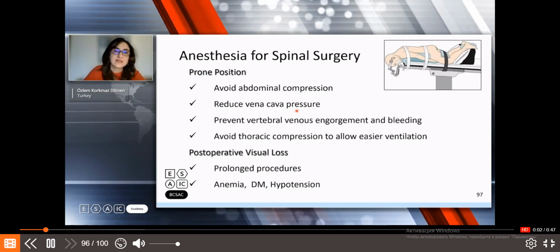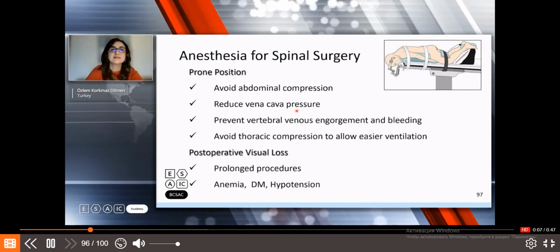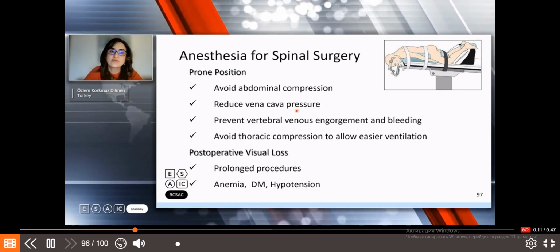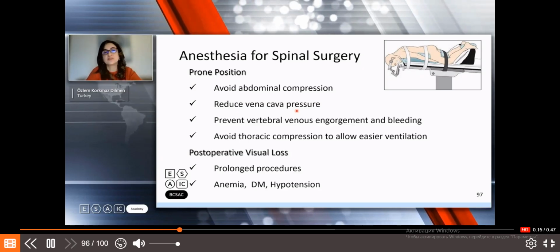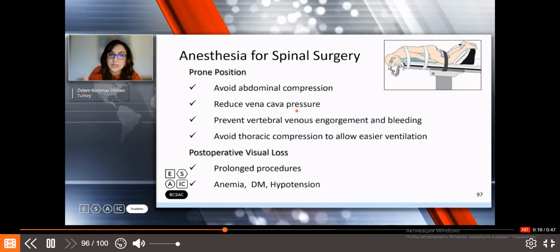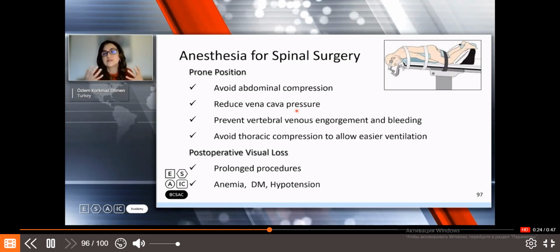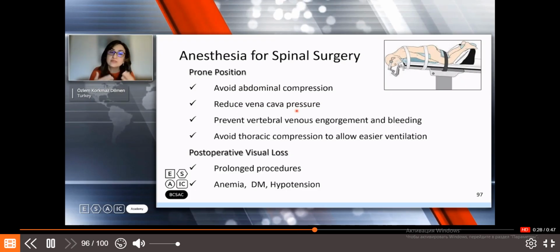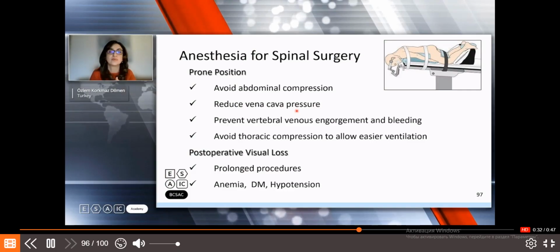At the last part of my presentation, I summarized spinal surgery. As we all know, generally those patients undergo surgery in the prone position. While positioning, we need to avoid abdominal compression to reduce vena cava pressure and prevent vertebral venous engorgement and bleeding. We also need to avoid thoracic compression to allow easier ventilation in the prone position.